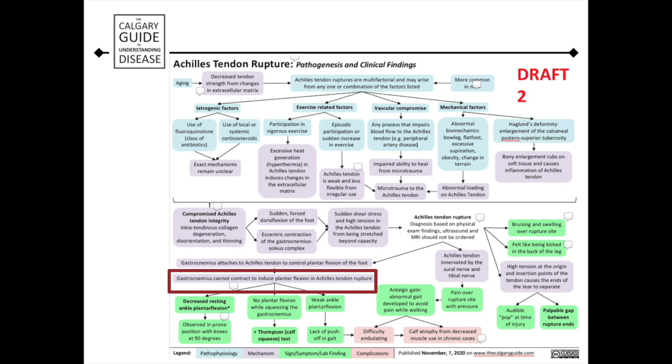In this part, this is an issue of wording. You can read that currently it says gastrocnemius cannot contract to induce plantar flexion in Achilles tendon rupture. Now, some people might read this and go, it's not that the gastrocnemius cannot contract, but it's that contraction cannot have the desired effect on the Achilles tendon. So we would want to replace the wording here and not say something like the gastrocnemius cannot contract, because the first three words is factually incorrect.